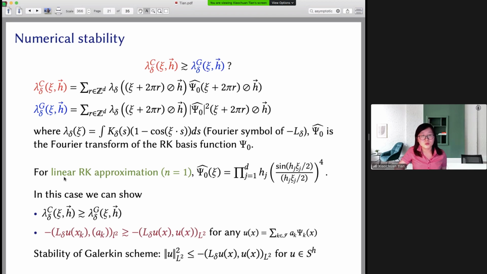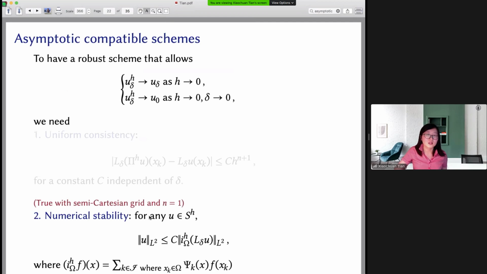So then you need the positivity of the transform of the basis function. And that's where we restrict ourselves again to say that for linear RK approximation, the transform is positive. And if it's quadratic, if n equals 2, then the transform of the basis function is no longer always positive. So we have a restriction again here in order to show the stability. And then in the end, we show the stability with these two constraints.